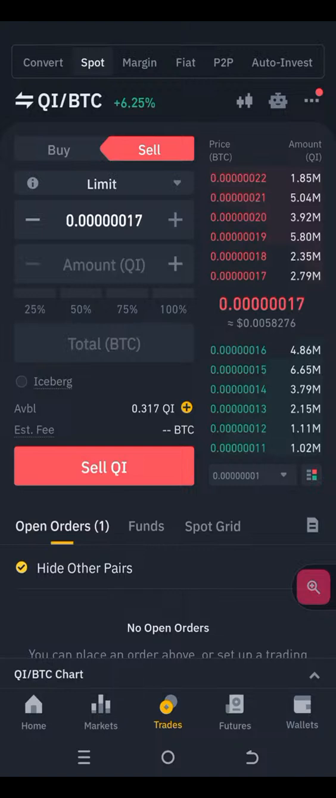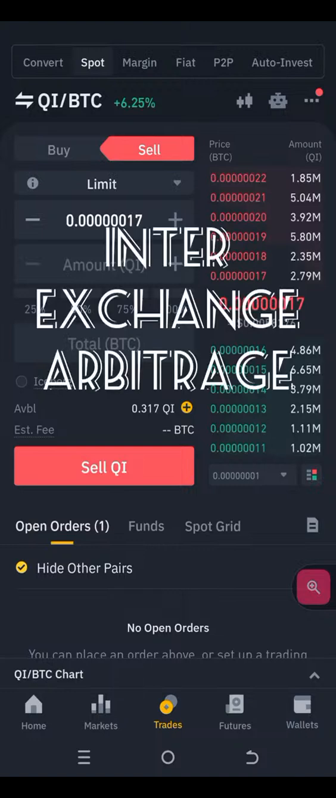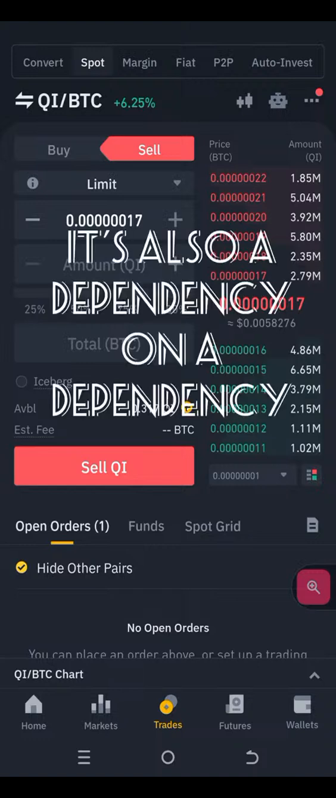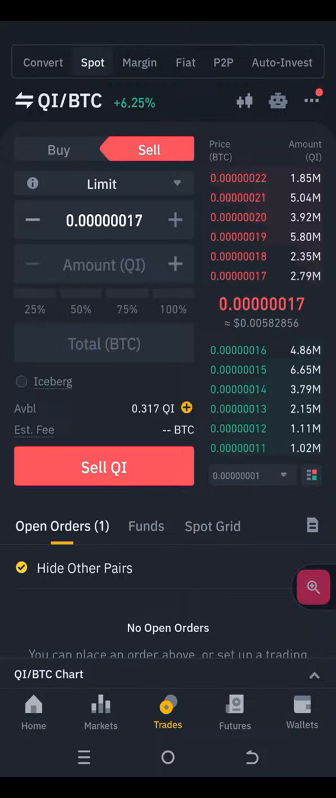Now, which makes money? Let's look at inter-exchange arbitrage. Inter-exchange arbitrage is also a dependency on a dependency. And what is inter-exchange arbitrage? It's when you buy a particular coin cheaper on a particular platform or exchange and go sell it on another exchange for profit. Okay.